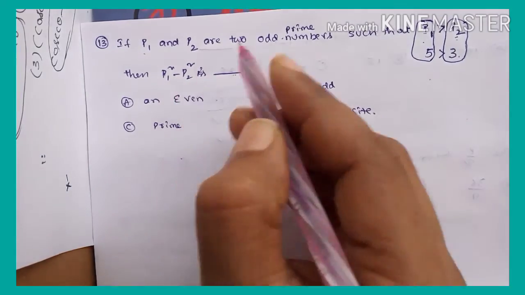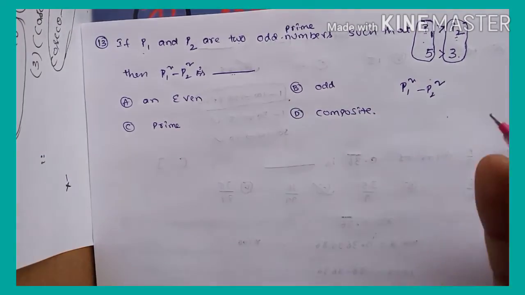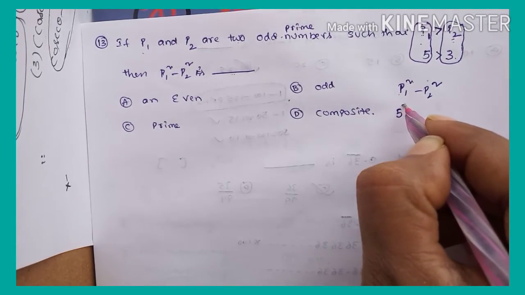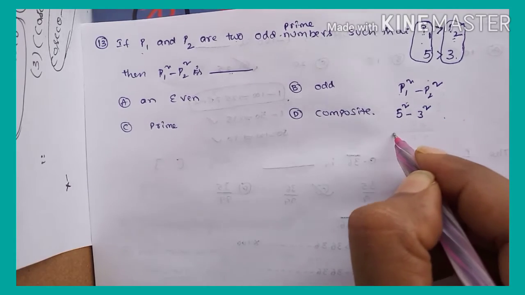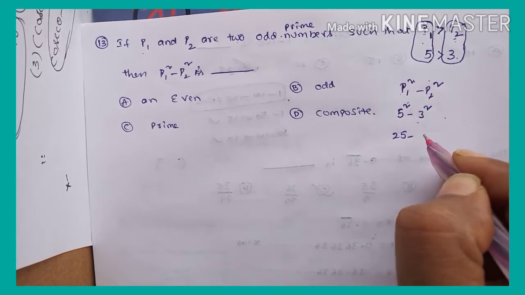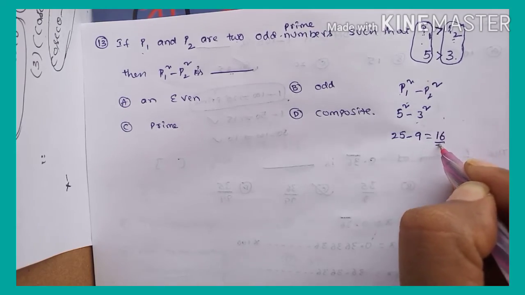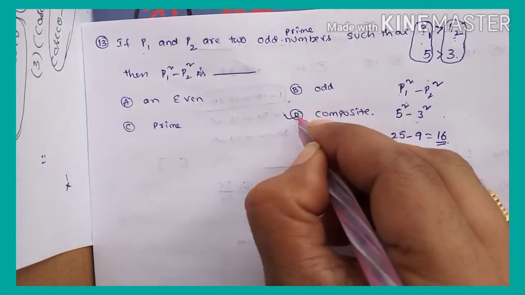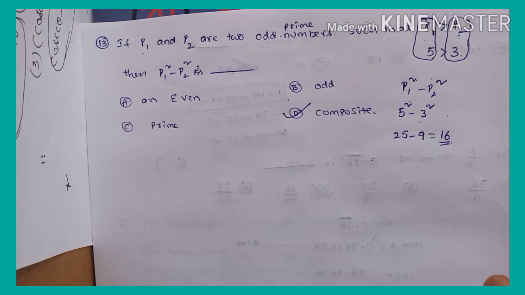Here calculate the value P1 square minus P2 square. P1 value 5 square, next value 3 square. 5 square value is equal to 25. 3 square value is equal to 9. 25 minus 9 is equal to 16. It is a composite number. Okay, next bit.